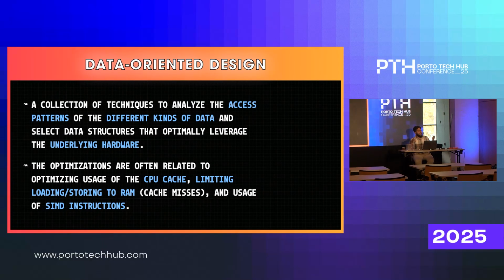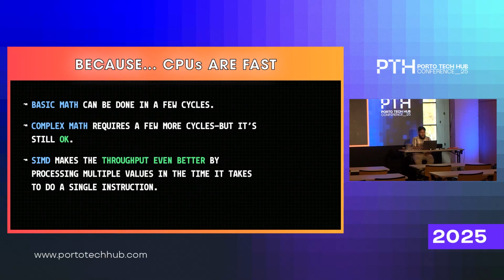Data-oriented design is this collection of techniques that is all about analyzing access patterns of different kinds of data in your app and picking the right data structures to optimize for the hardware where your software is running. Those optimizations are mostly about optimizing use of the CPU cache, limiting what you store and access from the RAM memory, and even using SIMD instructions.